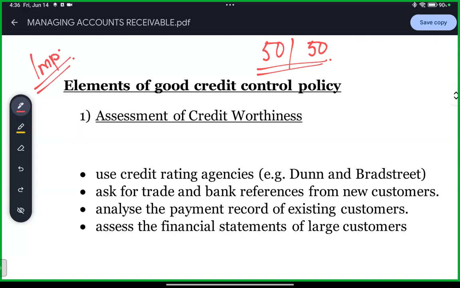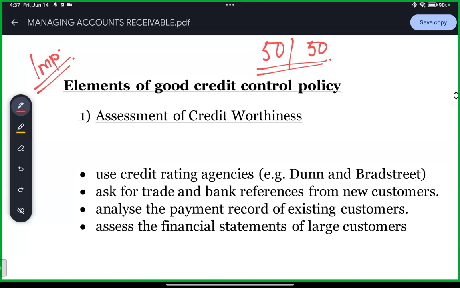So what are the elements of a good credit control policy? I've included the points. You just need to remember the points and you can build them into a complete sentence, maybe 1 or 2 sentences during the time of examination. So remember the points and try to elaborate in your own words, not more than 2 sentences, maximum 1 sentence, depending on the marks.